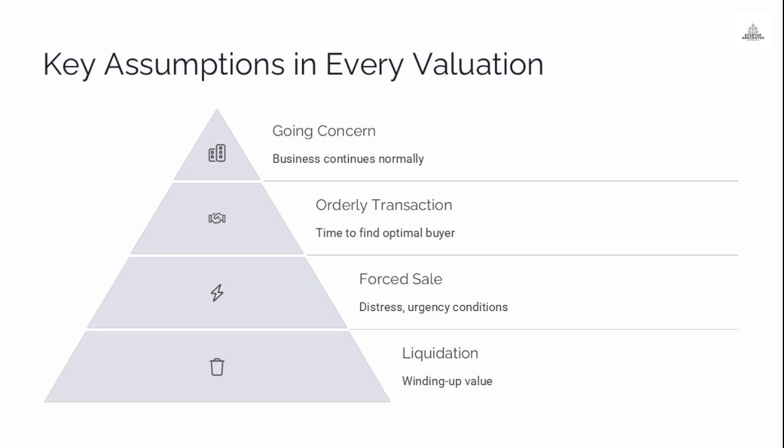Valuation relies on key assumptions that shape the outcome. These include the going concern assumption, where the business continues normally, orderly transaction, which allows time to find the optimal buyer, forced sale under distress conditions, and liquidation, which considers winding up value.